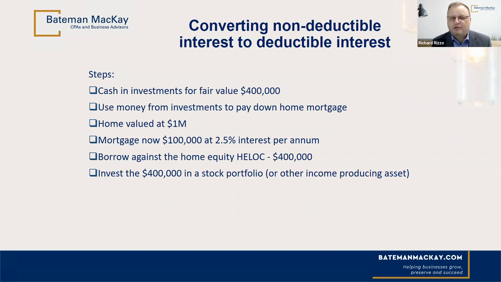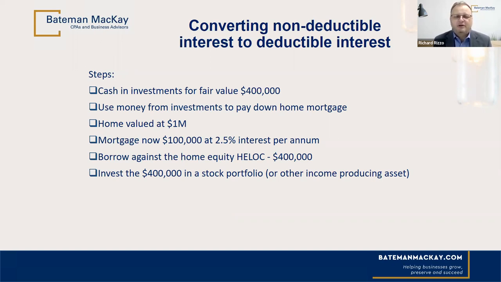You take the $400,000 that you previously had invested. So now you're taking a loan to invest. That $400,000 is taken against the home equity line and invested in the investments. But now, because the loan is used for purposes of investing and earning investment income, the interest essentially becomes deductible against that investment income. At the end of the transaction, the individual is in no different circumstances than he was before.